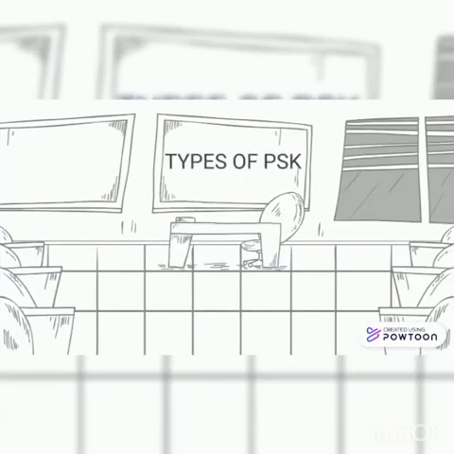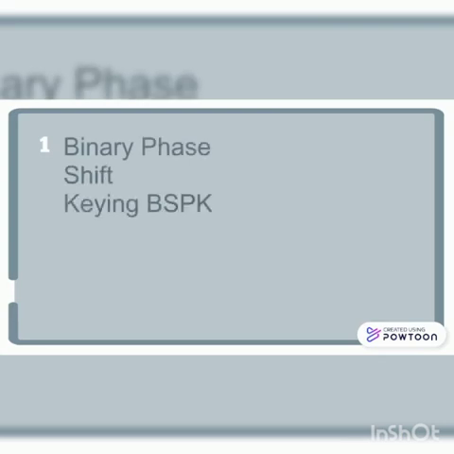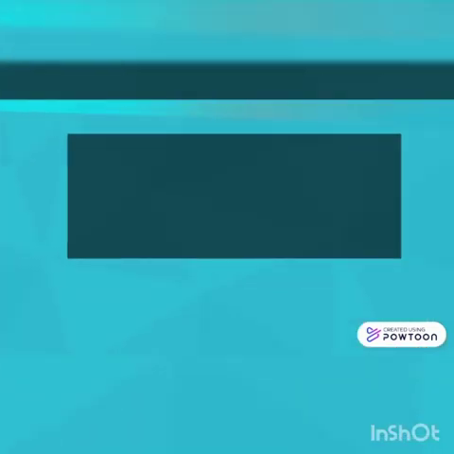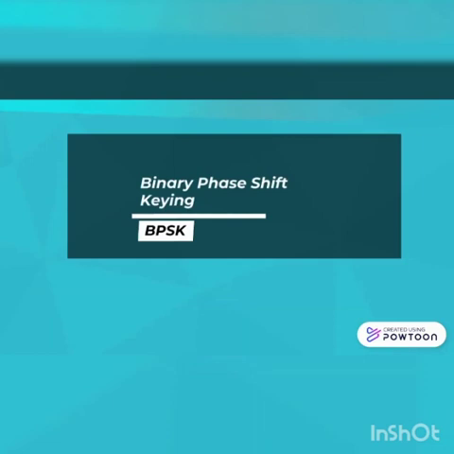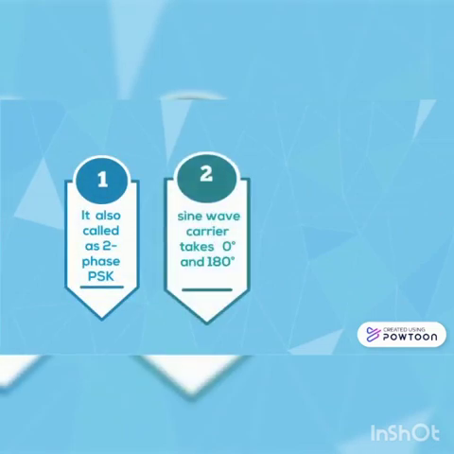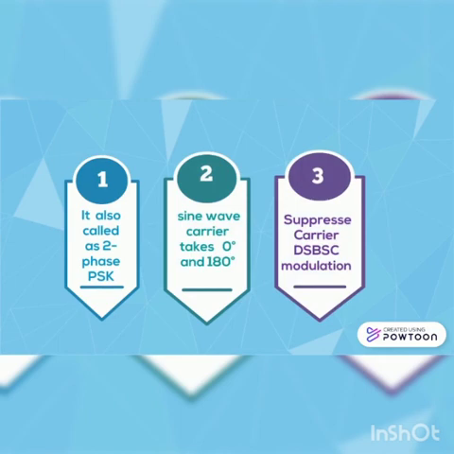Types of PSK. The first one is binary phase shift keying. The second one is quadrature phase shift keying. Binary phase shift keying, BPSK, is two-phase PSK. The sine wave carrier takes 0 and 180 degree phases, with suppressed carrier modulation.